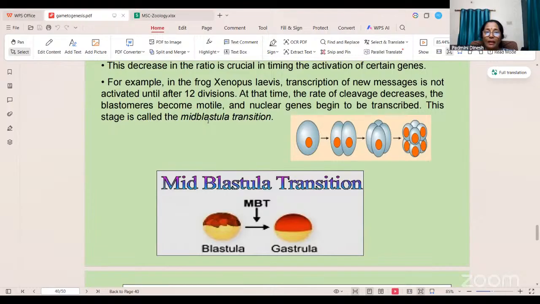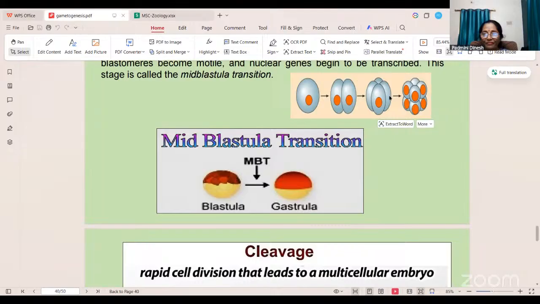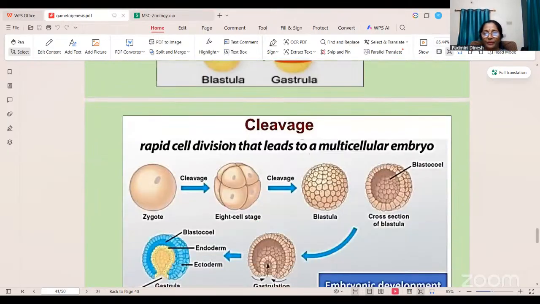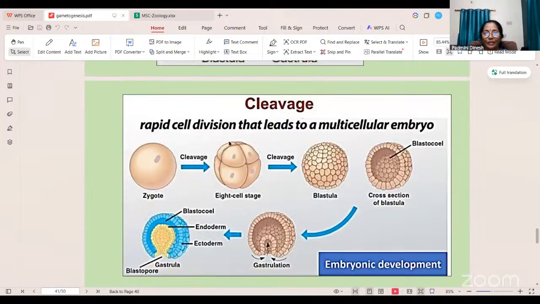And this stage is called the mid-blastula transition. From the blastula, that is the blastomeres, it goes into the next stage called gastrulation, and this is called the MBT stage, or mid-blastula transition. So here you can very clearly see this is one cell with a nucleus, and this has divided into two nuclei, four cells with four nuclei, and so on and so forth. Divisions are occurring here.